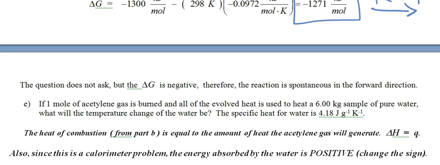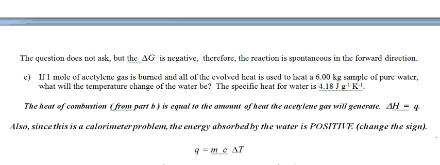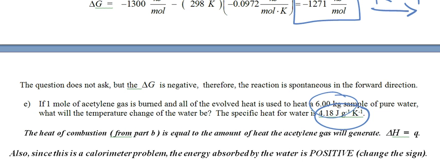Alright, part C says if 1 mole of acetylene gas is burned and all of the evolved heat is used to heat a 6 kilogram sample of pure water, what will the temperature change of the water be? And then it gave the specific heat of the water. Now, if it's giving you a specific heat value, and it gave you a mass of the water, and it gave you, what else? A delta H? Do we have a delta H? Don't need a delta H. We got 2 of the 3.